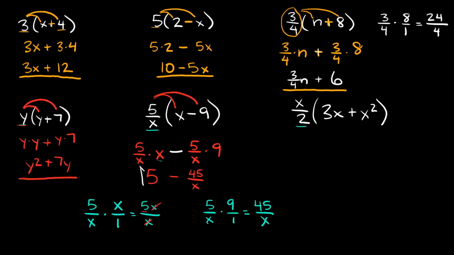Okay, so this simplifies down to 45 over x. And this would be your final answer: 5 minus 45 over x. Ugly answer, I know, but it's correct. Okay, let's do one more example.